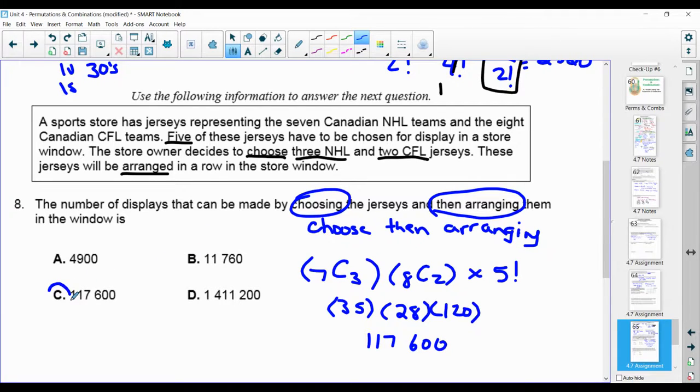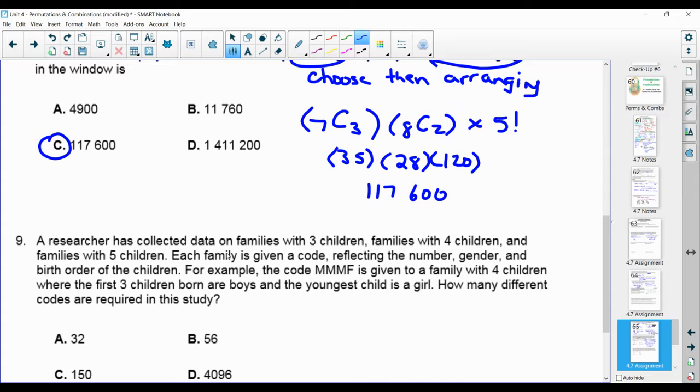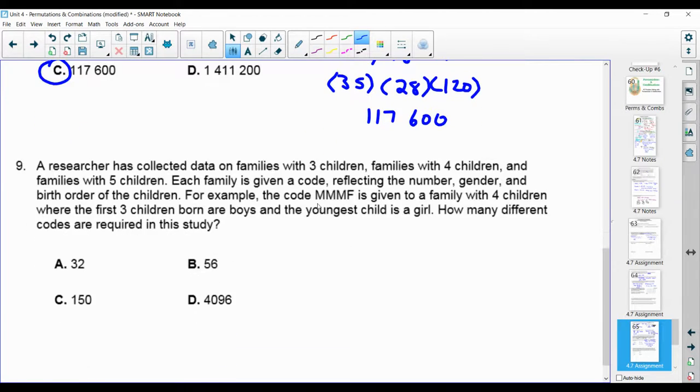Now, when you do these questions, anytime you're doing multiple choice, the other choices are often distractors based on common mistakes. So sometimes you could do a question and see your answer there, but always double check, did I use the right method? Did I choose and then arrange, or did I just choose?